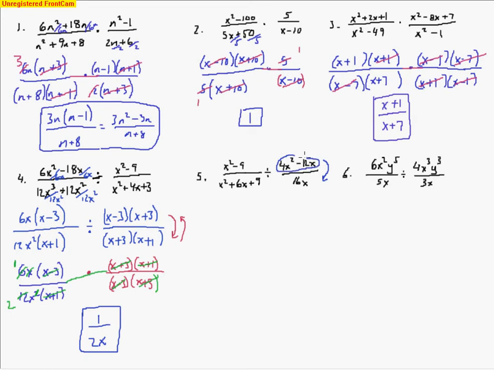Since it's a division problem, we're going to move that down below. I'm going to take this 16x and move that on top. And that's the only part that will change. We take the reciprocal of the divisor of the second fraction, and then the division sign is going to become multiplication. So let's go ahead and rewrite what we've got.